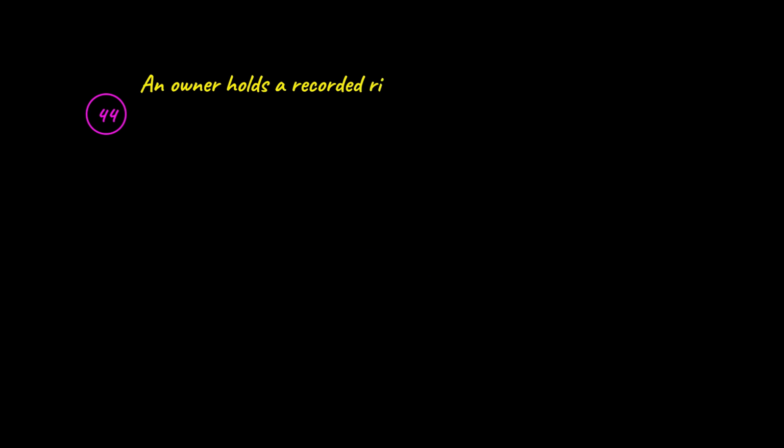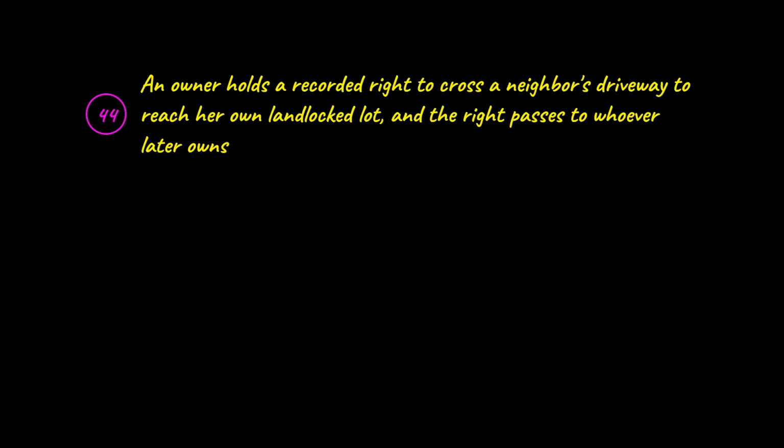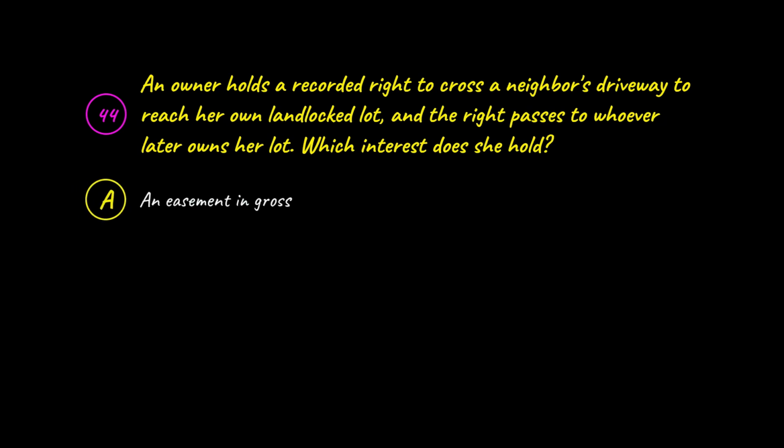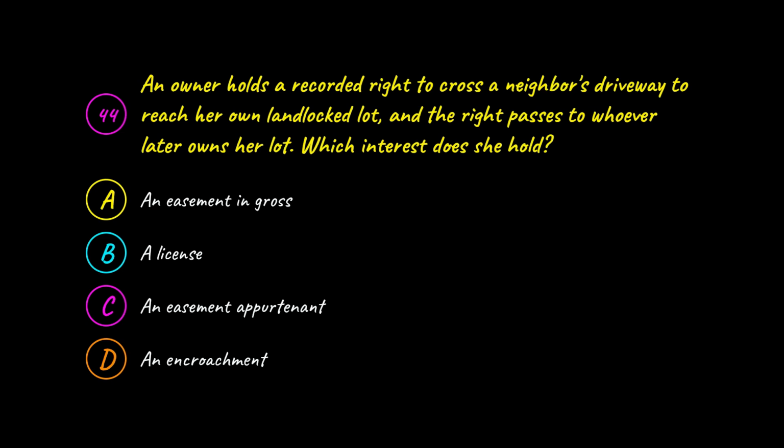Question 44. An owner holds a recorded right to cross a neighbor's driveway to reach her own landlocked lot, and the right passes to whoever later owns her lot. Which interest does she hold? Your options are A. An easement in gross, B. A license, C. An easement appurtenant, D. An encroachment. What's your answer? Commit to one before I continue.